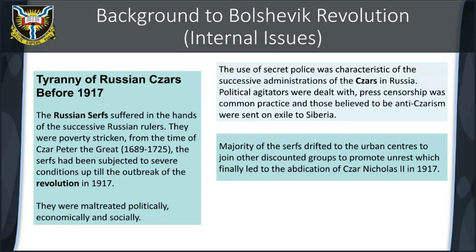Political agitators were dealt with, press censorship was common practice, and those believed to be anti-Tsarism were sent on exile to Siberia. Majority of the serfs drifted to the urban centers to join other discontented groups to promote unrest, which finally led to the abdication of Tsar Nicholas II in 1917.